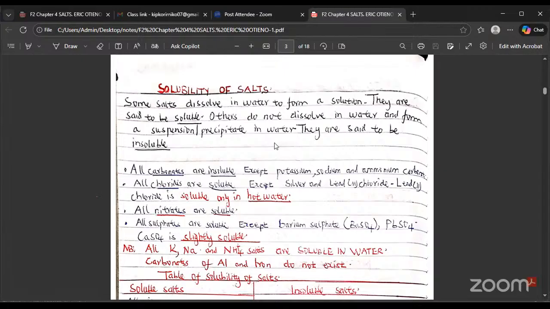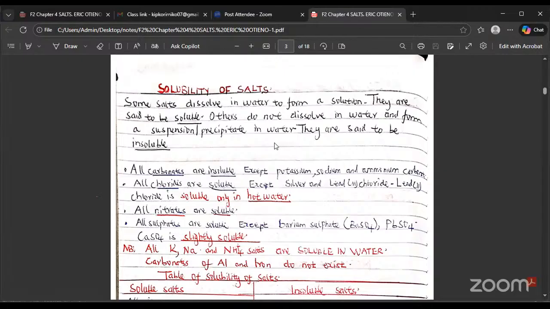We say when I place sodium chloride in water, it forms a clear solution. I place barium sulfate, it forms a white suspension, a white precipitate. We say the one that forms a clear solution is soluble. The one that forms a white precipitate is insoluble.